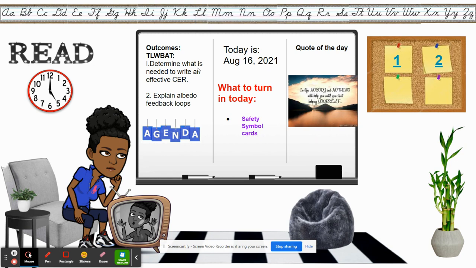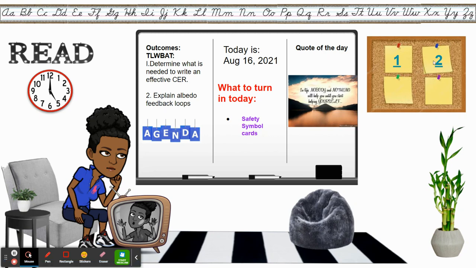Today, our outcomes are to determine what is needed to write an effective CER and then explain albedo feedback loops, and then begin our next investigation to answer our big question. What are you turning in today? Your safety symbol cards and then those things that are due online.